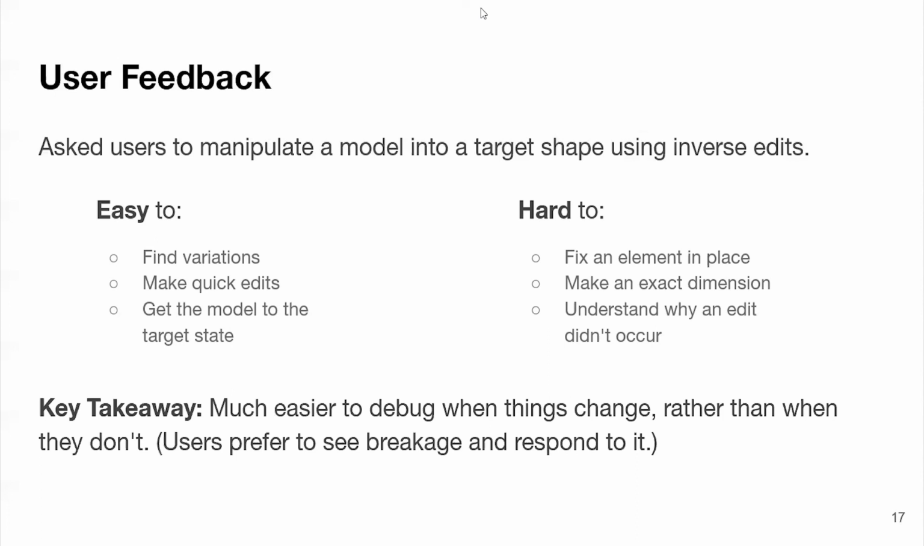Right? The takeaway that we found in surveying users for this was that it's much easier to debug stuff when it's changing and it shouldn't, rather than when it should be changing and it doesn't. Right? It's easier to see breakage and respond to it, to see ambiguity and respond to it, and iterate towards a solution than it is to explore a space that seems unwilling to be explored.